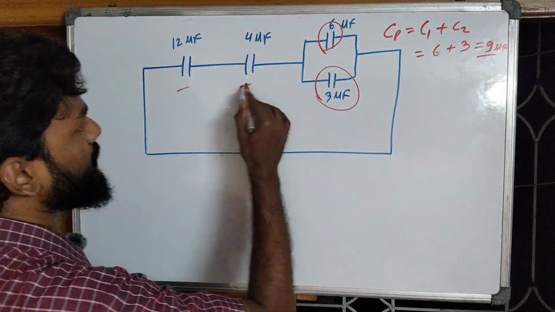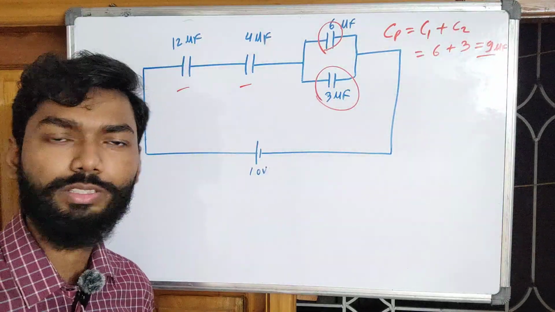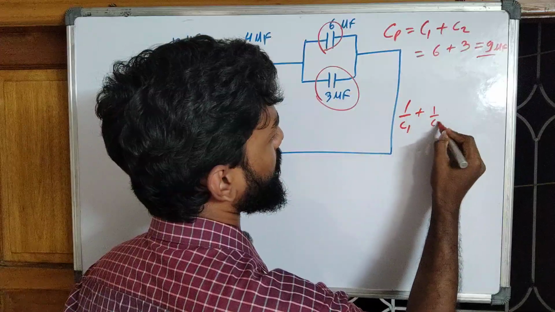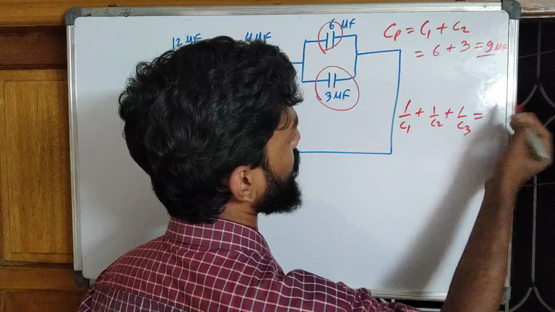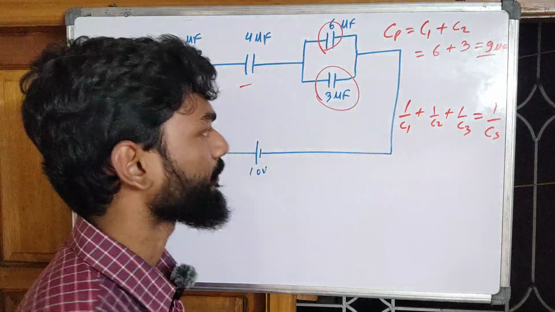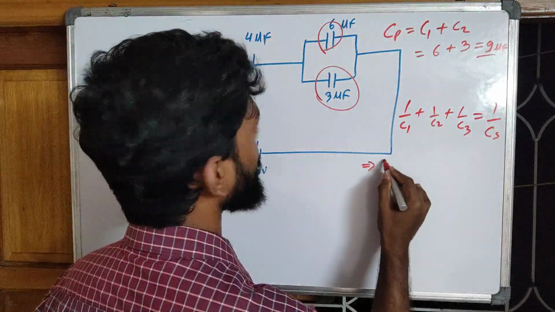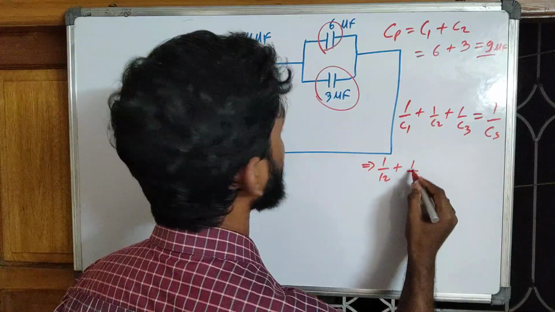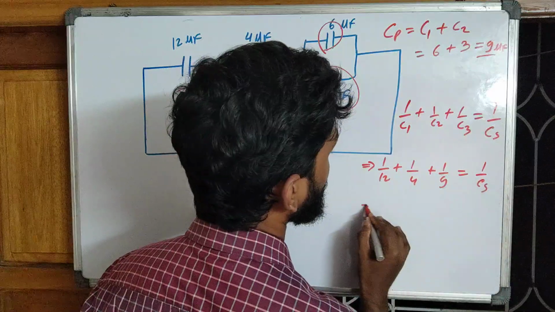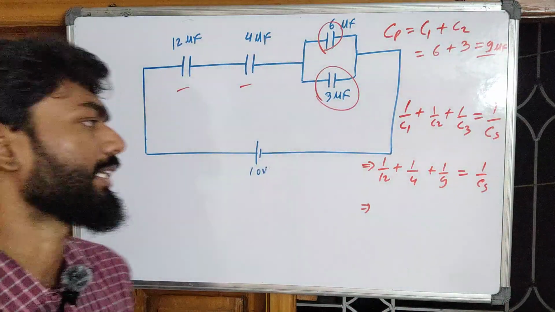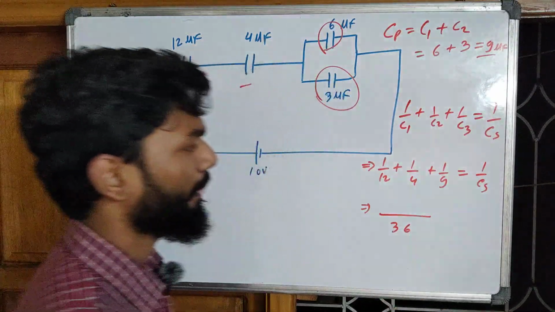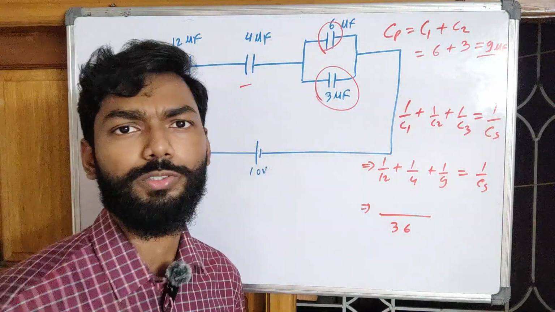Now this and 9 are in series combination. So what is the formula for series combination? 1 by C1 plus 1 by C2 plus 1 by C3 equals to, let's suppose, 1 by CS, where S is the equivalent in series. So 1 by 12 plus 1 by 4 plus 1 by 9 equals to 1 by CS. What's the LCM? I guess this would be 36. You can calculate it after pausing the video.